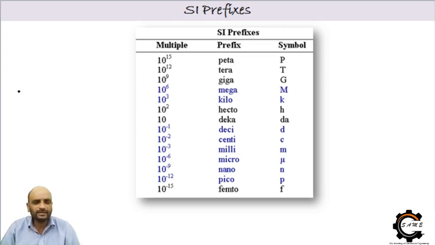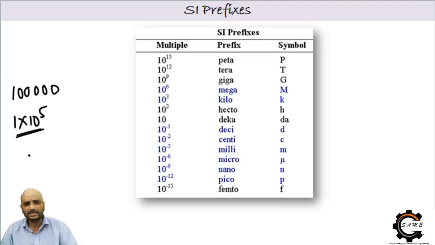Suppose I have to write 1 lakh, right? This is 1 lakh. So what I will do, I will write simply 1 into 10 raised to 5, right? This is the conversion. Okay, if I multiply this, so here in the SI system, the prefix is the multiple.